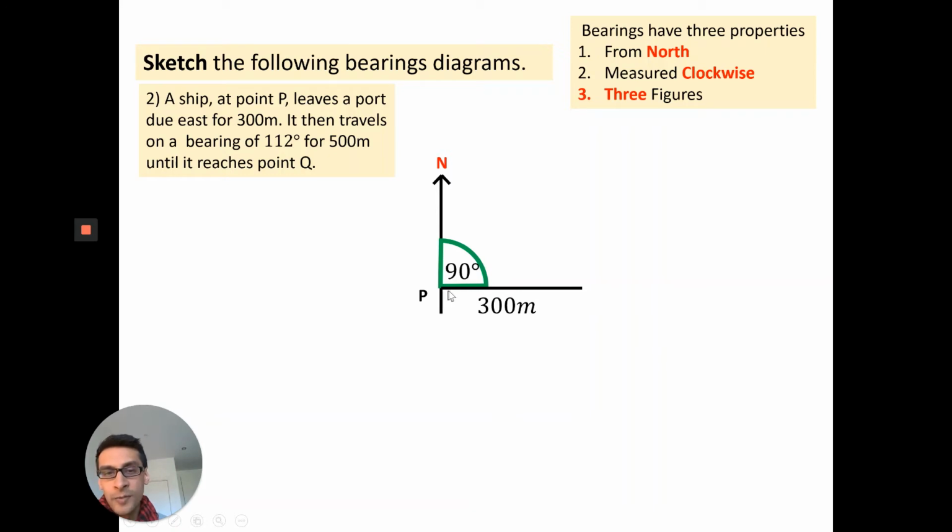The actual physical length of the line doesn't matter, it's just a line, but then you have to label it correctly as 300 meters. It then travels on a bearing of 112, but I know that's more than 90 but less than 180, so it's going to go down somewhere like that. And then I label that 500 meters and 112, and then we reach point Q.